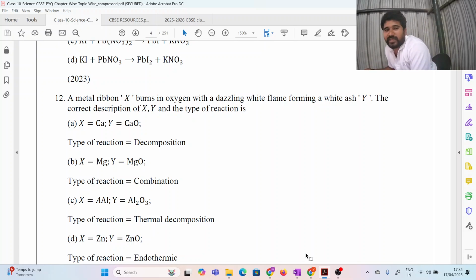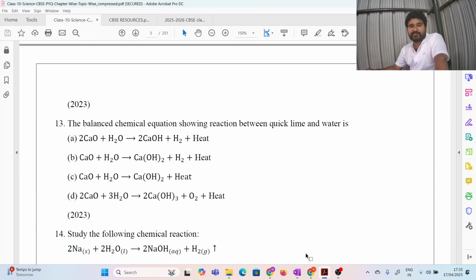And the type of the reaction? Type of the reaction. Next. Balanced chemical equation for quicklime. What is the quicklime first of all? CaO. CaO plus H2O gives Ca(OH)2 plus H2.